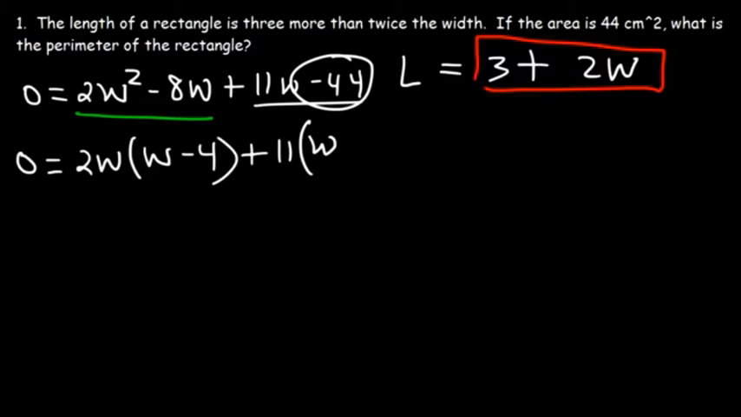But let's continue with this problem. The length of a rectangle is 3 more than its width. If the perimeter is 26, what is the area of the rectangle? So go ahead and try that problem.